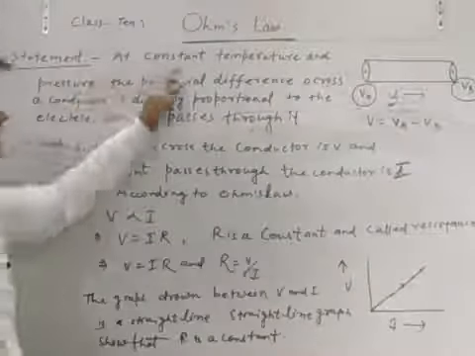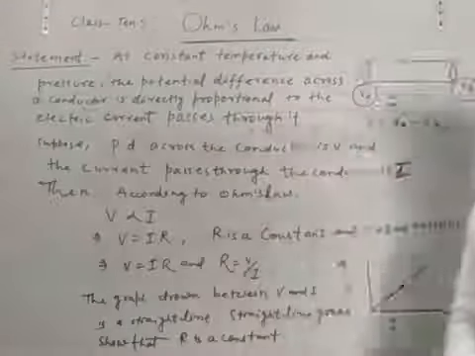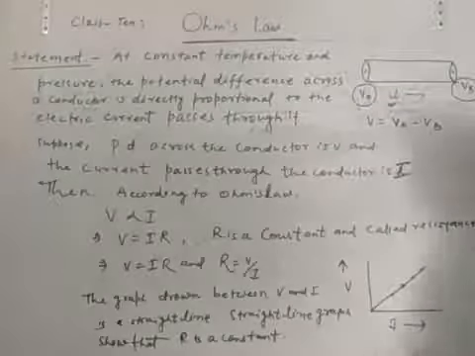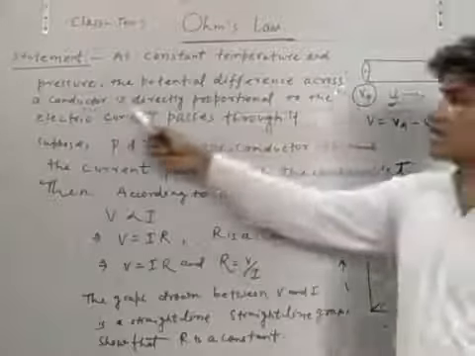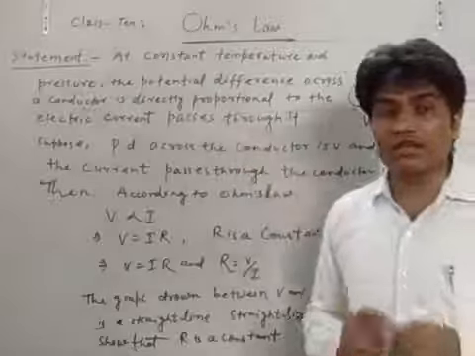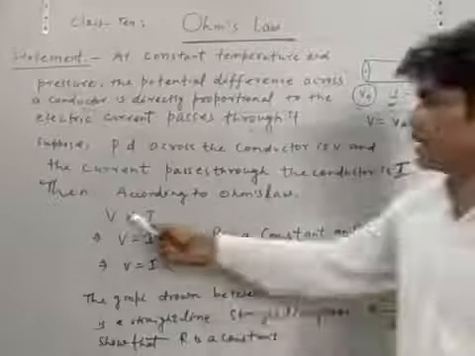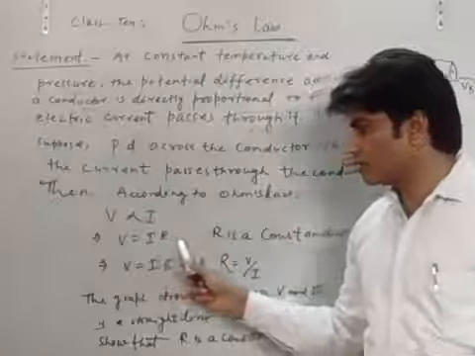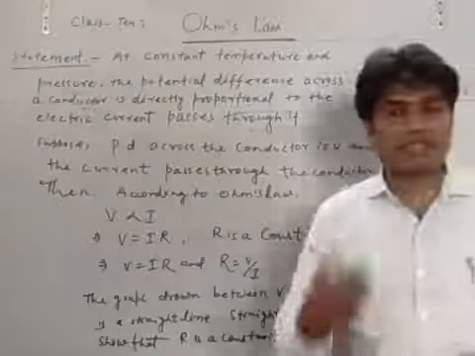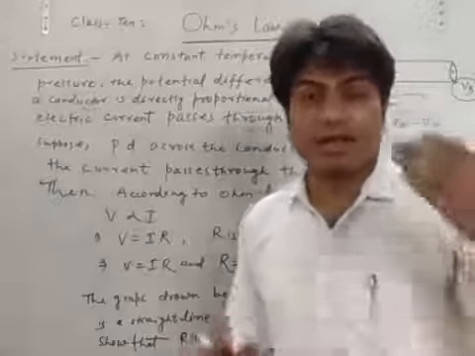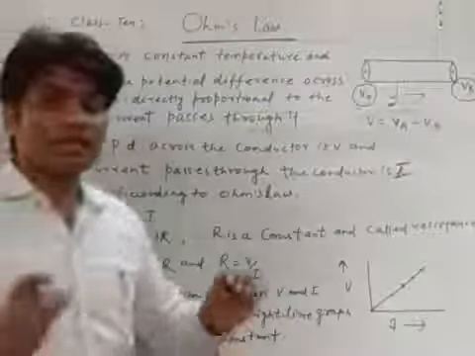Here, at constant temperature and pressure, sometimes called physical properties of conductor, the potential difference across a conductor is directly proportional to the electric current that flows through the conductor. Mathematically, we can write V varies I, V equals to IR, where R is a constant and called resistance. Resistance is the property of a conductor by virtue of which it resists or opposes the flow of electrons through the conductor.